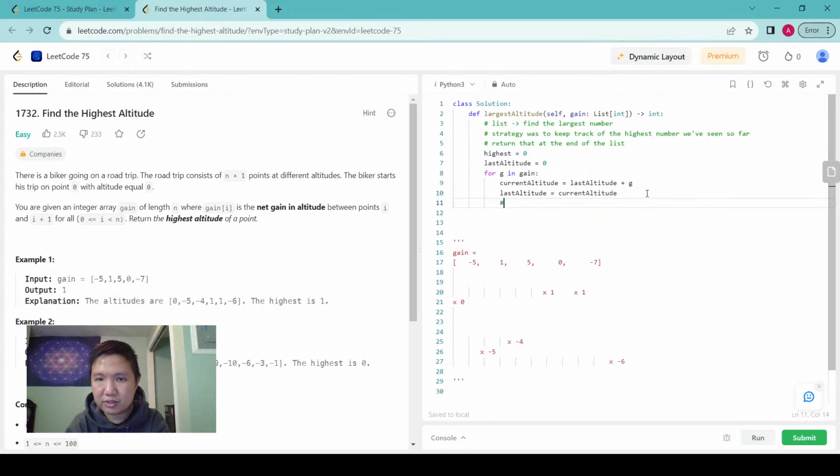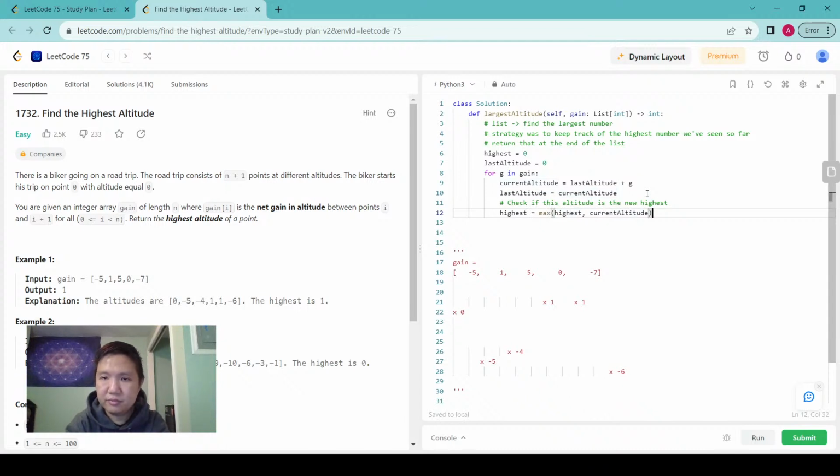And now what we can do is check if this altitude is the new highest. So actually you can just do something that Python likes a lot. We say highest equals maximum of highest and current altitude. So we'll pick the higher one.